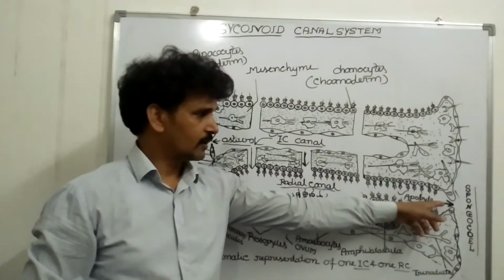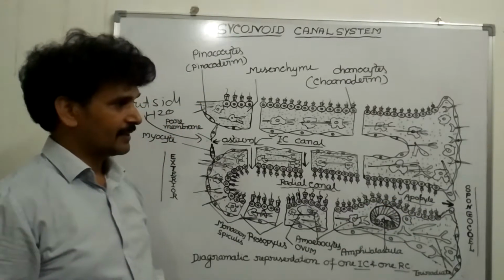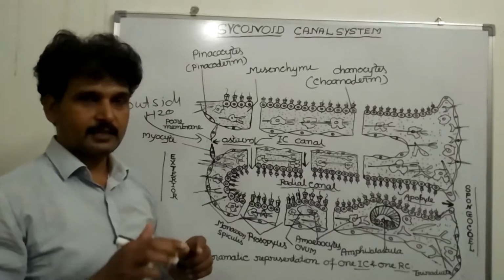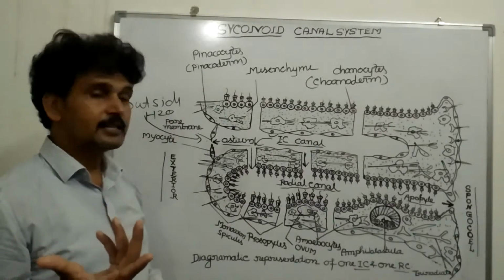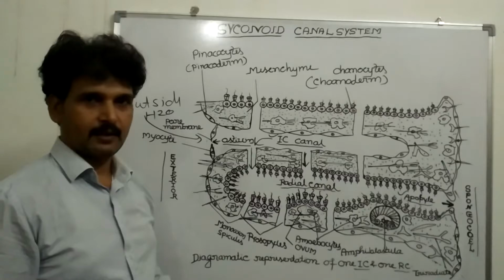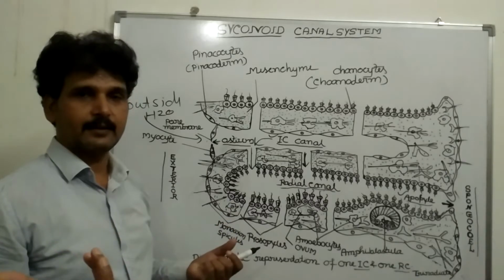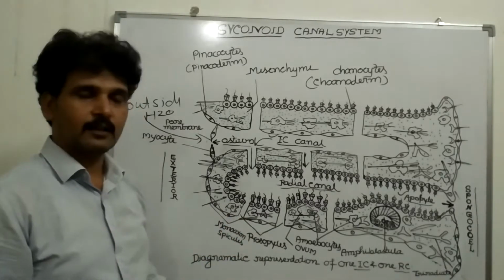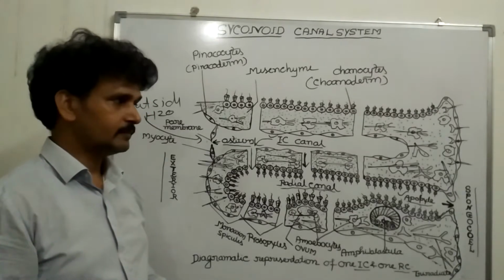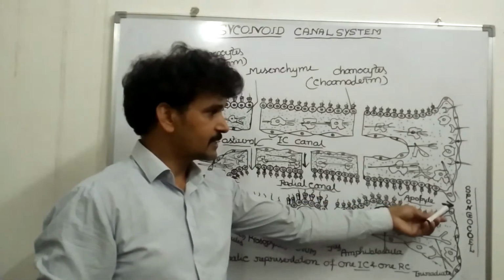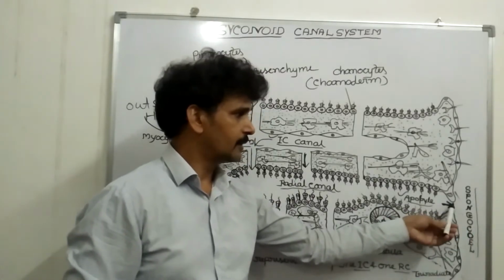And the heading, that is the apopyle. Apopyle is also known as the internal ostia, that is enabled by a sphincter. What is a sphincter? A sphincter is a group of myocyte cells that have the capability to relax and contract, and thus it regulates the movement of water inside the sponge body. The radial canals open into the spongocoel through the apopyle. So this is the apopyle.